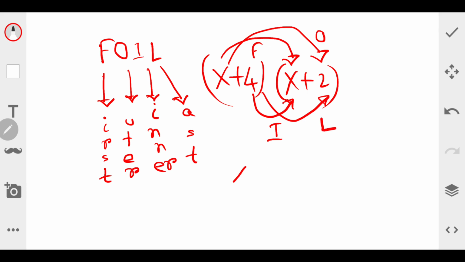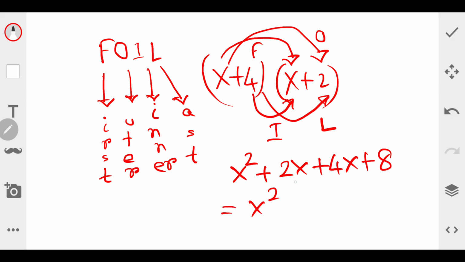So if I do the first, that is x squared. Outer is 2x. Inner is 4x. And the last is 8. Okay, and if we simplify it, because 2x and 4x are common terms, we can add them and we're going to get 6x plus 8. Okay, so that's how we multiply binomials. Now let's look at another example.